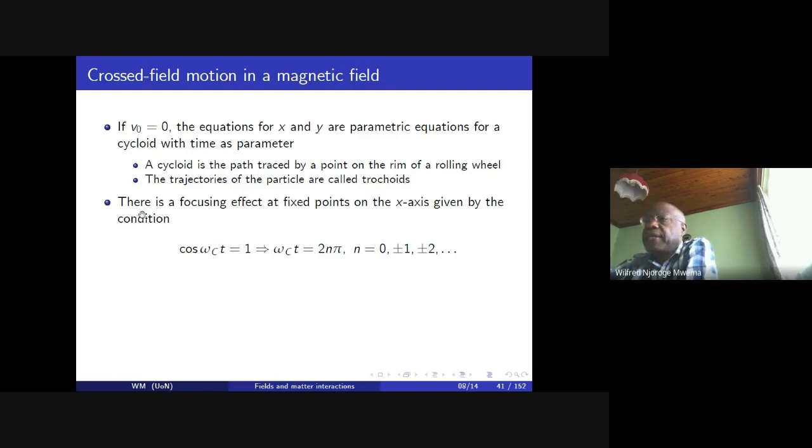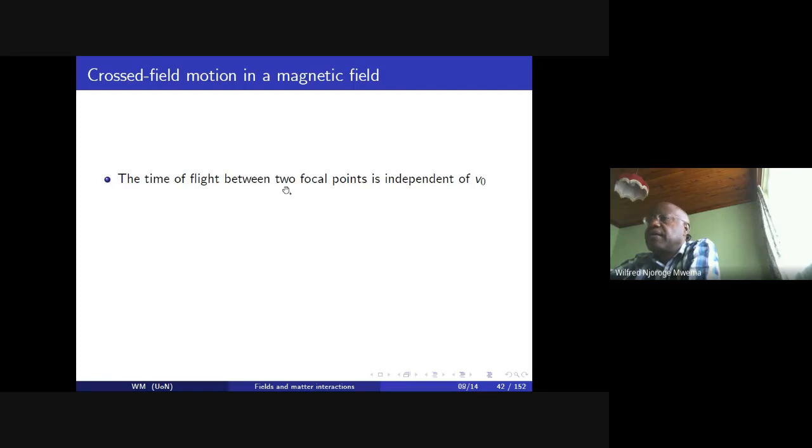So there is a focusing effect at fixed points on the x-axis given by the condition cos omega c t equal to unity, or omega c t equal to 2n pi. And the focal points are thus given by x equal to that in terms of y. Okay? And the time of flight between two focal points is independent of the initial velocity of the particle. This is also used, of course, in focusing of the electrons in an electron beam in a wide angle cathode ray tube.